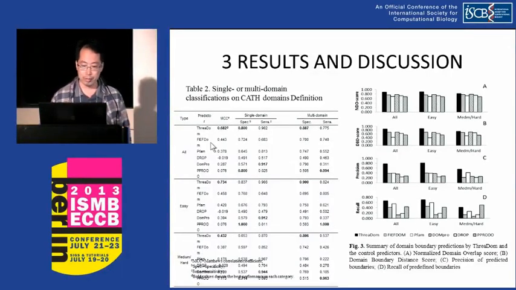The first 2 are homology-based measures. These 3 are called ab initio measures. We categorize the test targets into 2 categories. One is for easy targets, another is medium or hard.